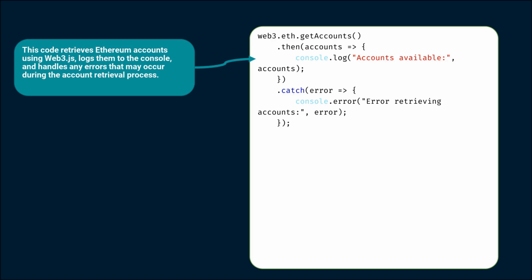Additionally, should any errors occur during this process, like issues in connecting to the node or problems with account access, we handle them gracefully by utilizing the catch method to log the error details. This structured approach not only enhances the reliability of our code, but also aids in debugging potential issues.